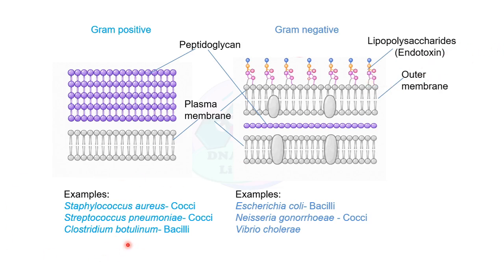These are examples of gram-positive and gram-negative bacteria. Staphylococcus aureus and Streptococcus pneumoniae are cocci, and Clostridium botulinum is a bacillus. Similarly, among gram-negative bacteria, Escherichia coli is a bacillus, Neisseria gonorrhoeae is a coccus, and Vibrio cholerae is comma shaped. In many textbooks they show gram positive as rod shaped and gram negative as cocci shaped. They are just representing this, but in actual scenarios they can be of either shape: cocci, bacilli, or comma shaped.